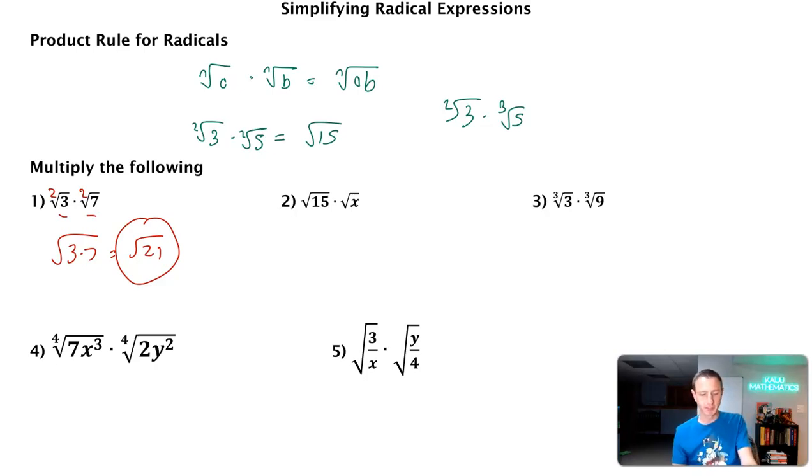Number 2, the square root of 15 times the square root of x. They are both underneath the radical of square root, so the index is both 2. So I'm going to do 15 times x, which is the square root of 15x.